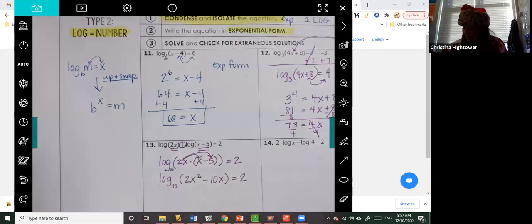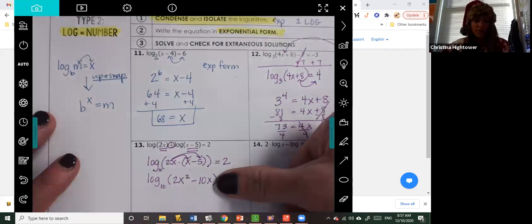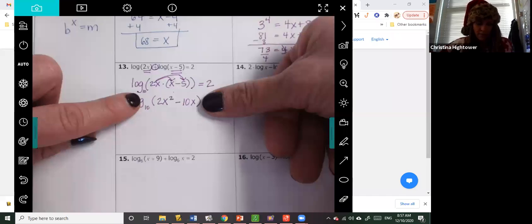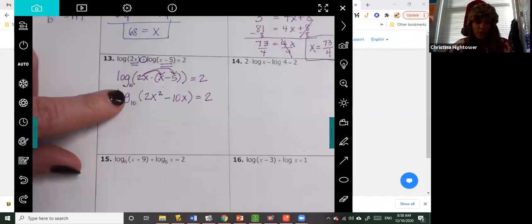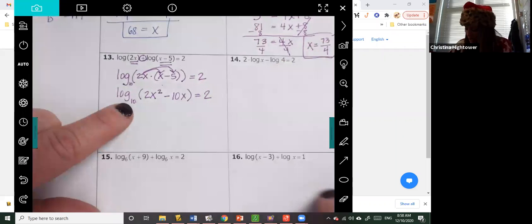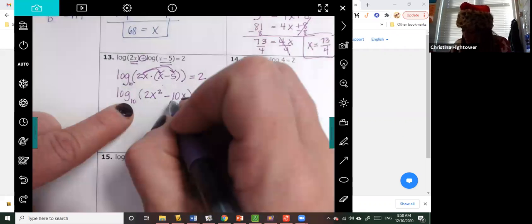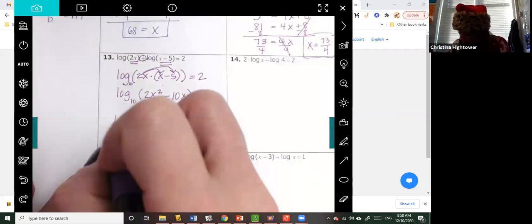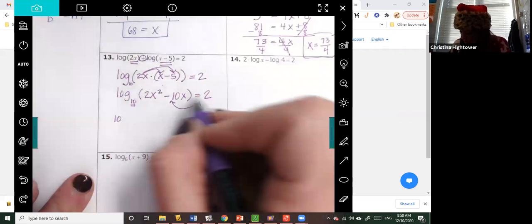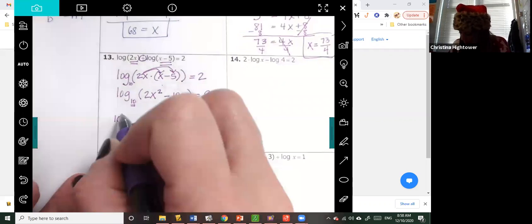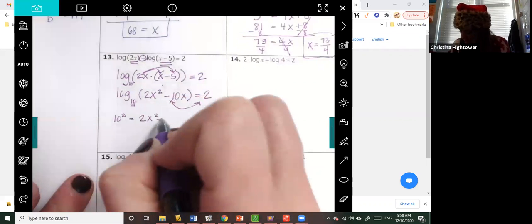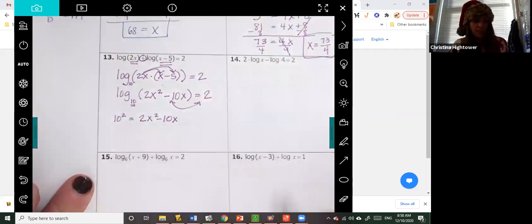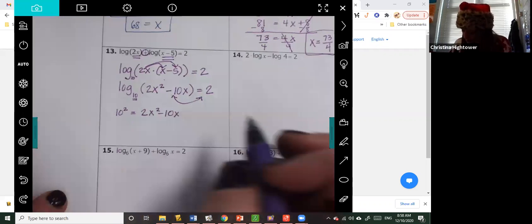All right, so now that I have this as a single log, even though it's ugly, okay, even though it's ugly, I can still rewrite it. So base moves up and these two swap. So I have 10 squared, because remember you're swapping these, equals 2x squared minus 10x. Well, we know what 10 squared is. That's 100.